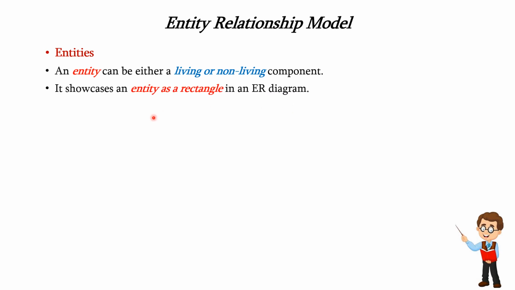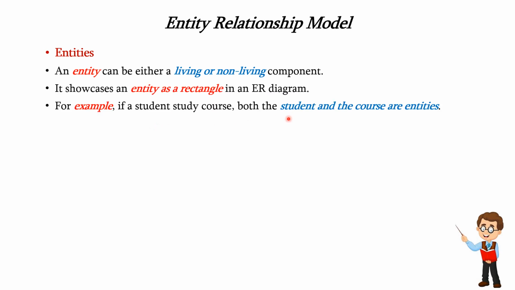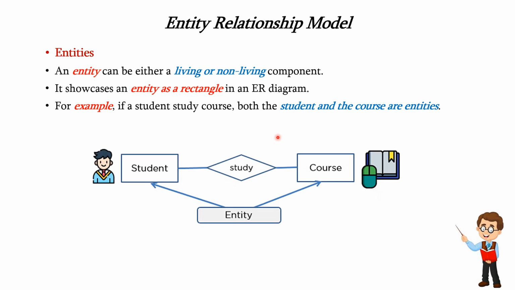Now first let us see about entities. An entity can be either a living or non-living component. It is showcased as a rectangle in an ER diagram. For example, if a student studies a course, both the student and the course are entities. So this diagram illustrates the entities. Here we have the two entities, student and course. If you are considering one student, then it is called an entity. And if it is considered as a set of students, then it is called an entity set. Similarly, one course is called an entity and the set of courses is called an entity set.